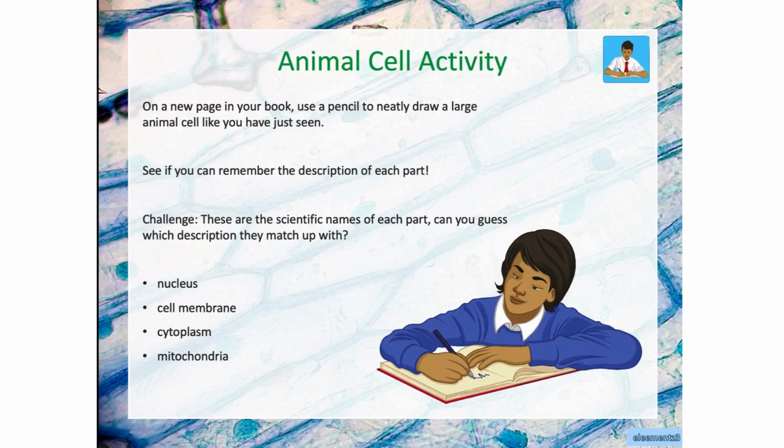Animal cell activity. On a new page in your book, use a pencil to neatly draw a large animal cell, like you have just seen. See if you can remember the description of each part. Challenge. These are the scientific names of each part. Can you guess which description they match up with? Nucleus, cell membrane, cytoplasm, mitochondria.